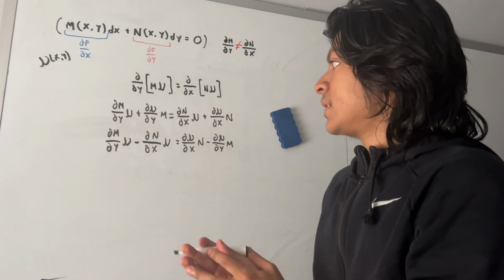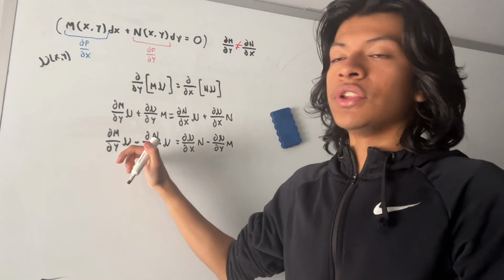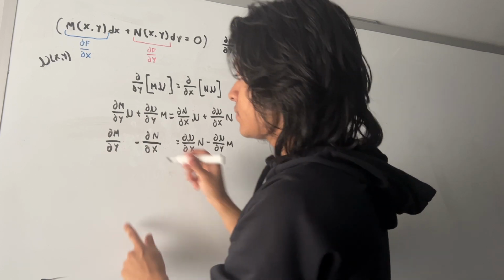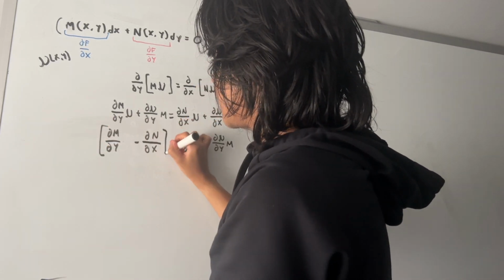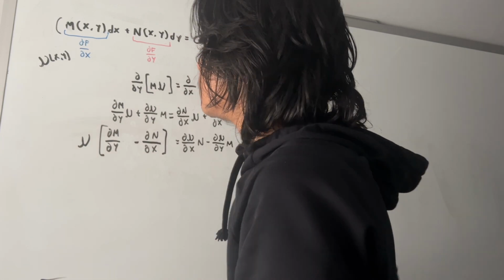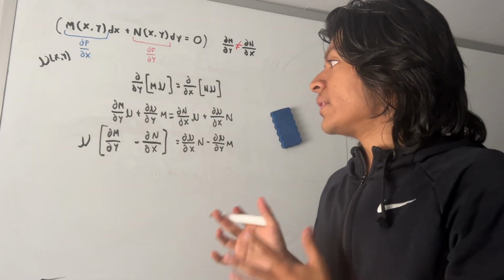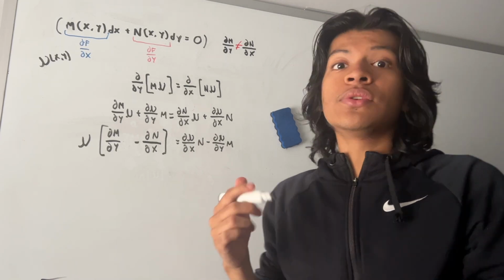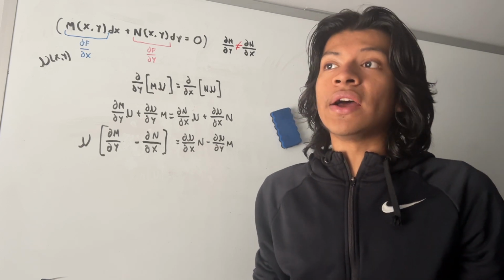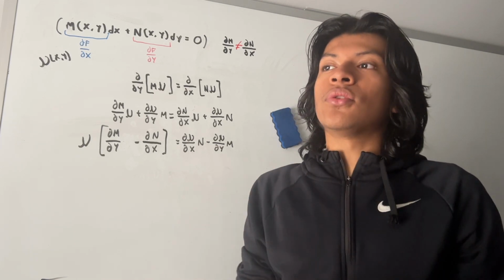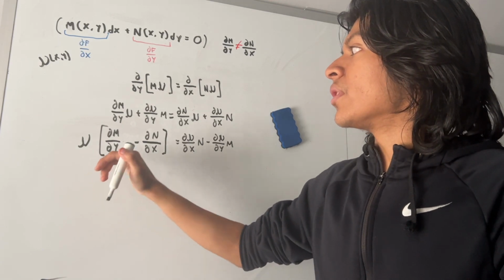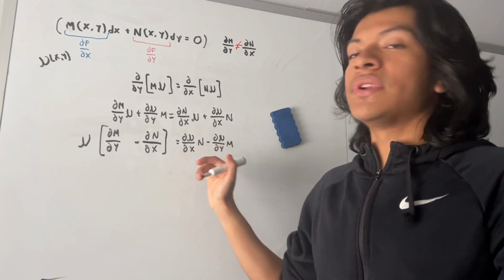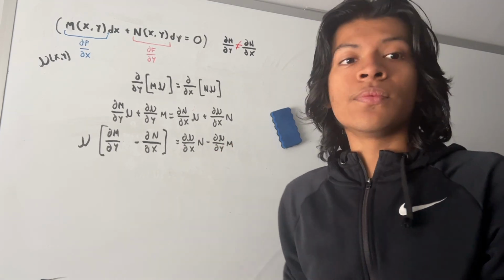Okay, so now at this point what we could do is factor out a u on the left side. So get rid of this and this, putting this in brackets and multiplying it by u. Now at this point, if we want to solve for u, we're going to make a few assumptions on u, because u can be a function of x and y, or of just x, or of just y.